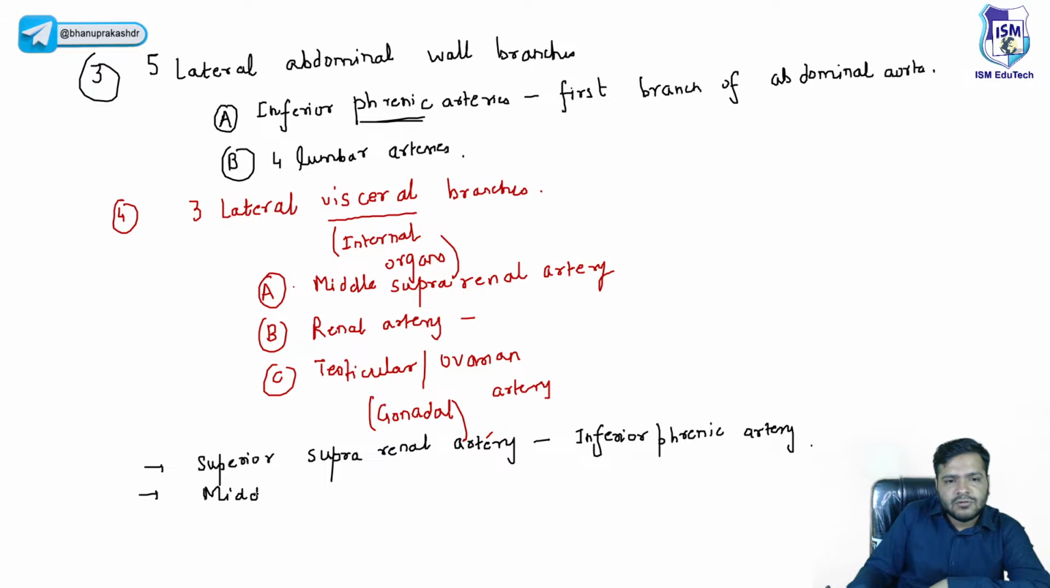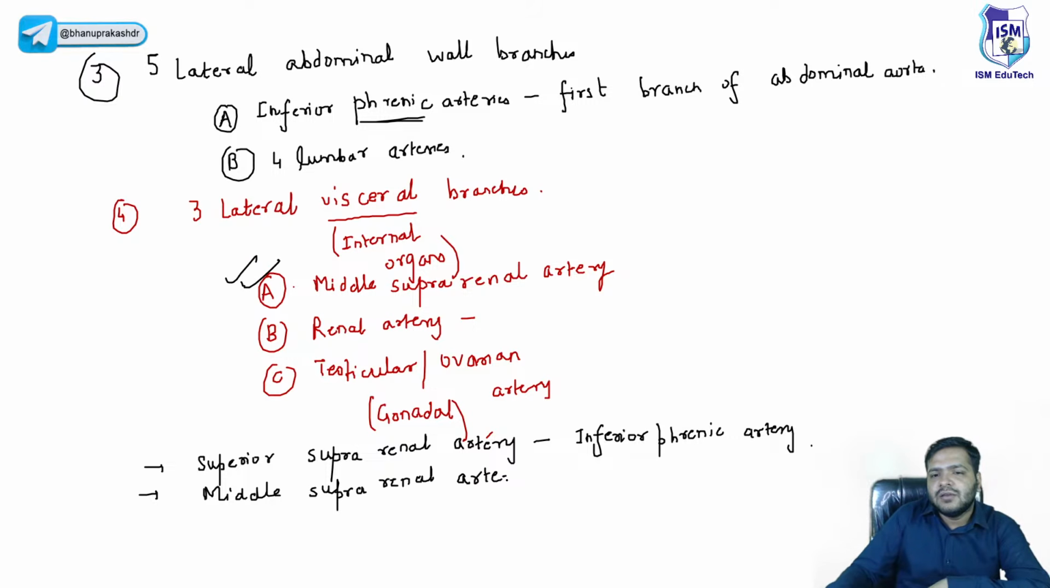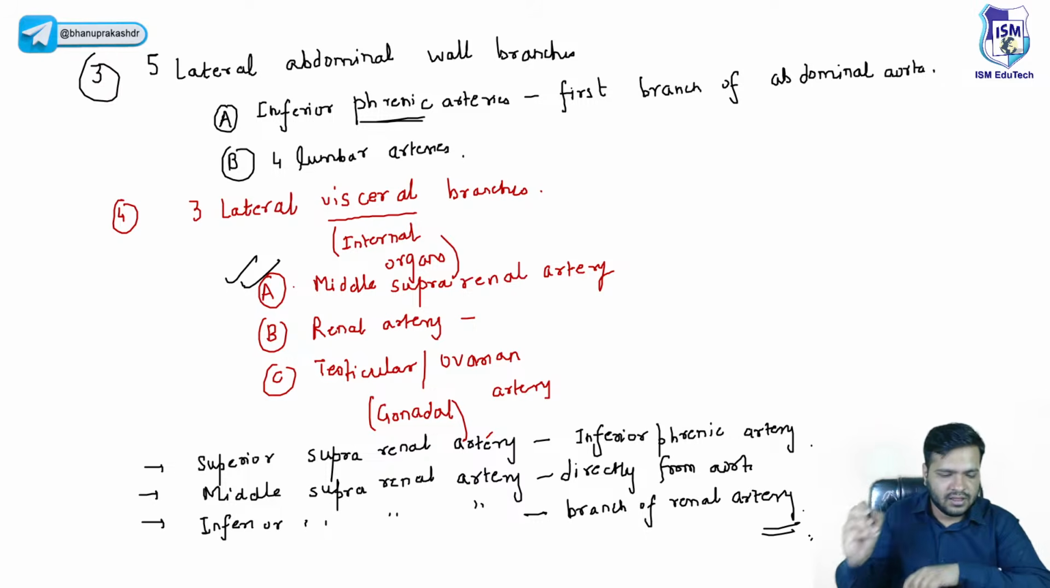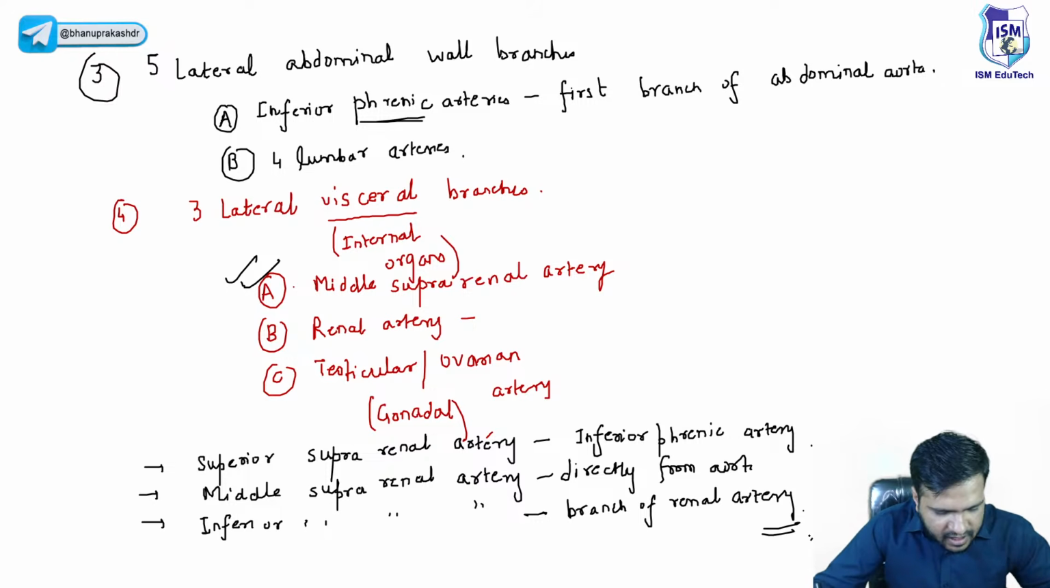The middle suprarenal artery, it is coming directly from the aorta, है ना? Middle suprarenal artery, it is coming directly from aorta, and the inferior suprarenal artery, it is coming from, yeah, it is a branch of the renal artery.